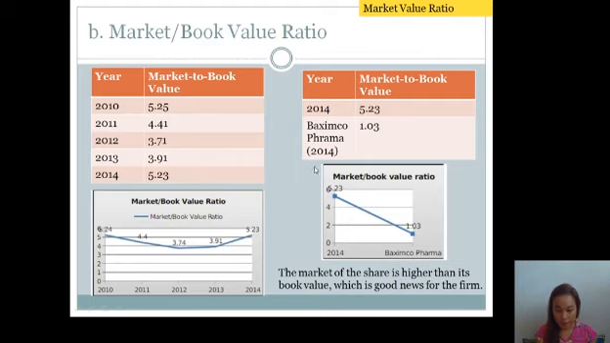However, the market value of Linde, 5.23, is much higher than the market value of the compared company, Basinco Pharma, which had 1.03, which is good news for the company. Again, the market value of the share is higher than its book value, which is good news for the firm.